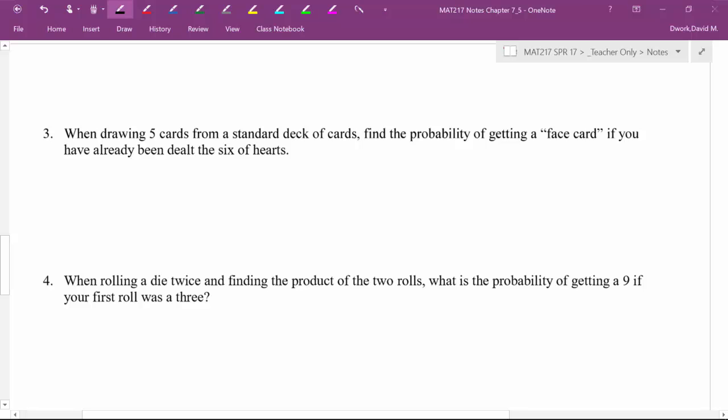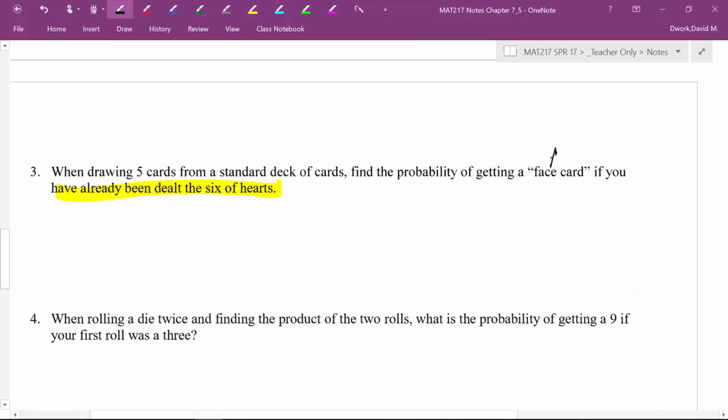Let's do some conditional probability problems. When drawing 5 cards from a standard deck of cards, find the probability of getting a face card if you have already been dealt the 6 of hearts. Okay, key: have already been dealt.